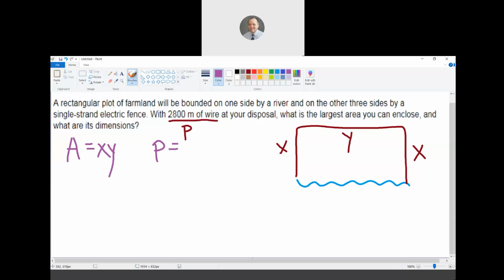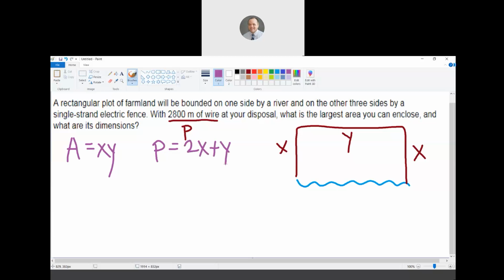But we won't use the traditional perimeter formula for a rectangle. We do not count the side bounded by the river. That's taken care of. So we just add all the other sides together, just a single strand electric fence that goes around. So we have X plus X, or 2X, plus Y.